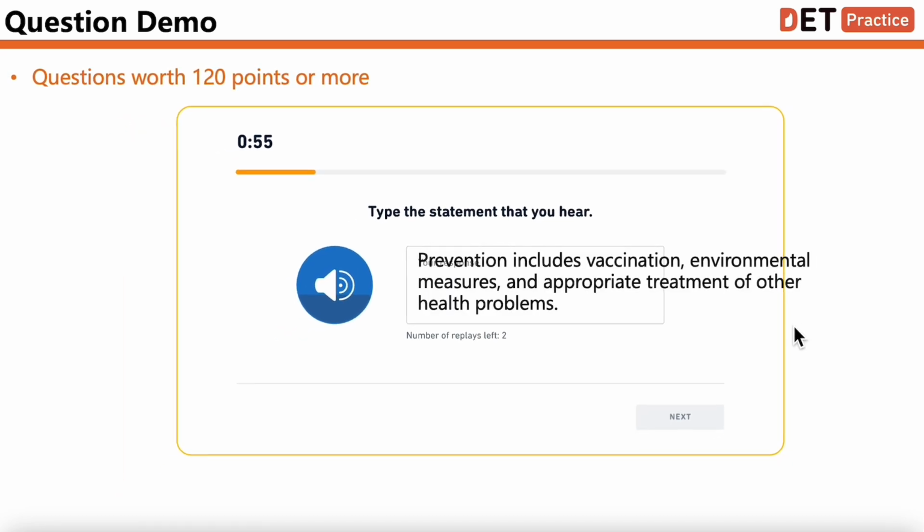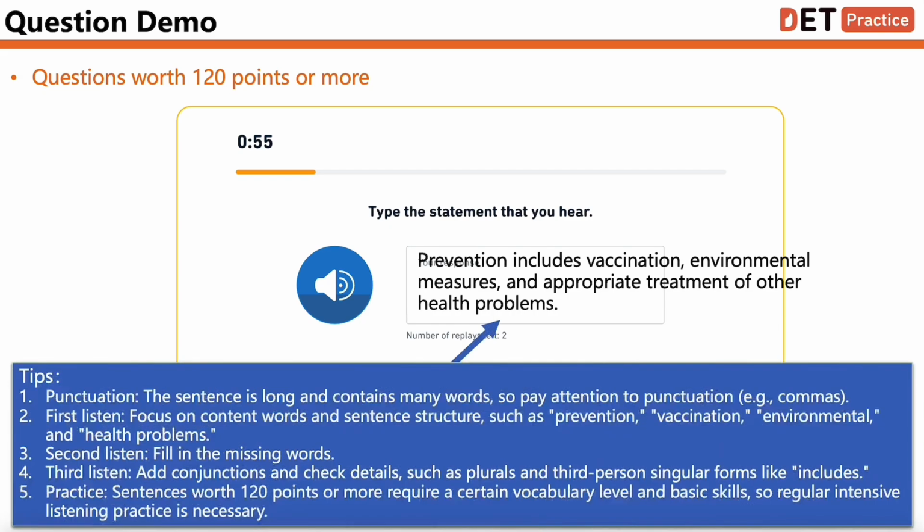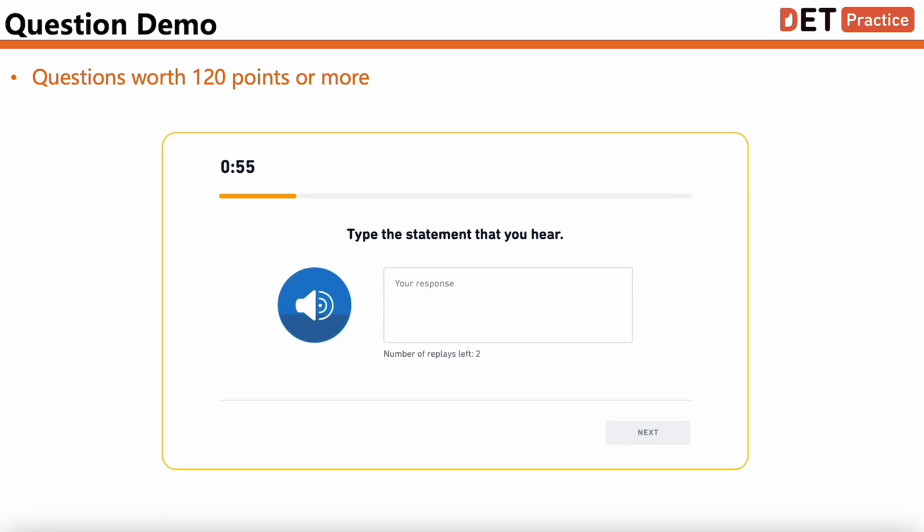The answer is: prevention includes vaccination, environmental measures, and appropriate treatment of other health problems. Pay close attention to the lengthy words prevention, vaccination, and environmental. Also, note the punctuation rules for listing items in a series. Write down the content words first, then go back and fill in function words like of and. Double-check for singular and plural forms, as well as third-person singular verb agreement, as in includes.